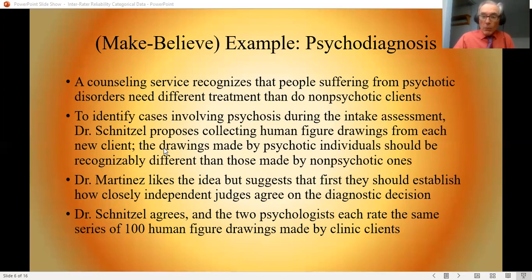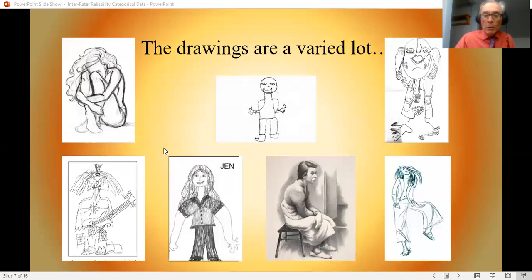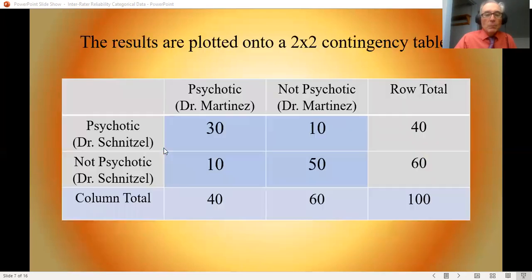So here's the story. You have two judges, Schnitzel and Martinez. You have a sample of 100 cases where they've looked at this particular little test protocol, and here's what we get for results. Well, first off, they have to look at all these drawings, which are quite variable naturally, and for each one, they're making a simple qualitative judgment call: psychotic, not psychotic. And again, here's the results.